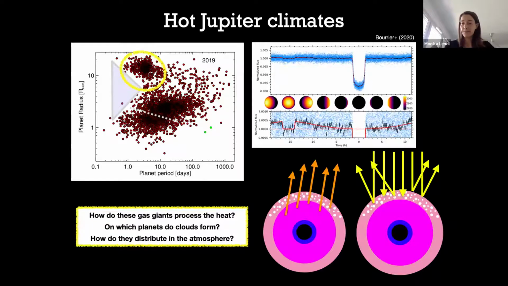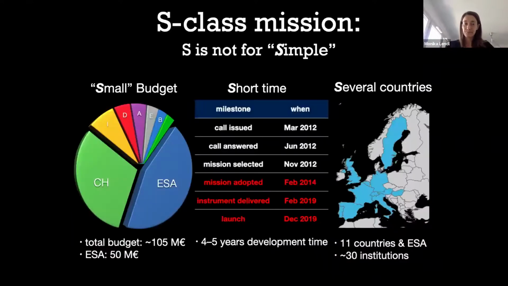And so here, the goal of CHEOPS is to understand better how these gas giants process the heat that's impacting on them. On which planets do we actually have this formation of reflective clouds? And if so, how do these clouds distribute across the atmosphere? How are they transported around the planet?